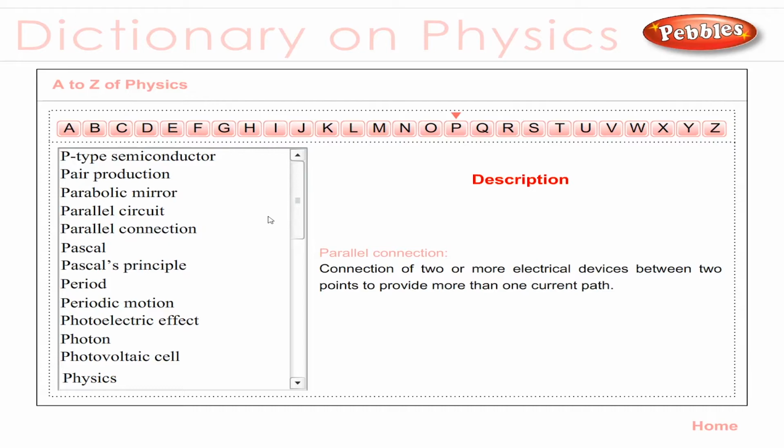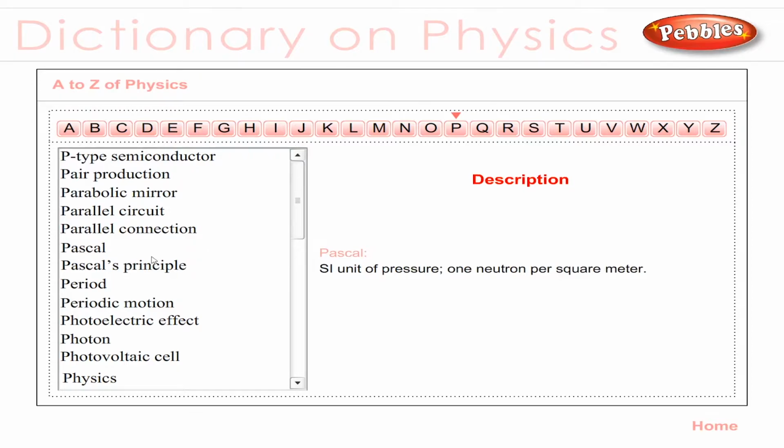Parallel connection. Connection of two or more electrical devices between two points to provide more than one current path. Pascal. SI unit of pressure, 1 newton per square meter. Pascal's principle. Pressure applied to a fluid is transmitted undiminished throughout it.